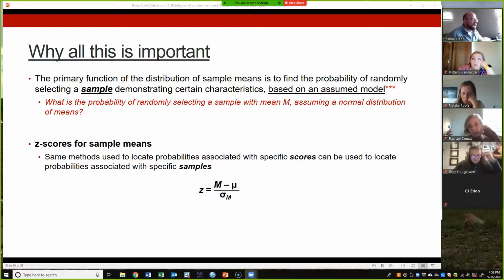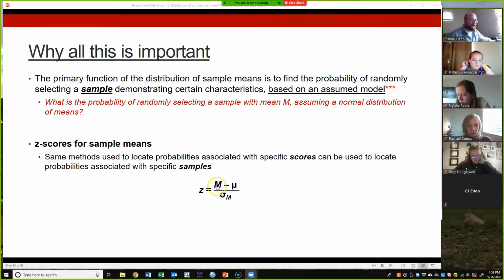So if I assume that height in the general U.S. population has a normal distribution, and I assume that the average height is 68 inches, then based on some assumptions I can calculate the probability of randomly selecting a sample of size 50 having an average height of, say, 63 inches. And I can determine: would it be likely for me to do that? Is it unlikely? Based on that determination, I can start to draw inferences about the true height of the population of people in the U.S.